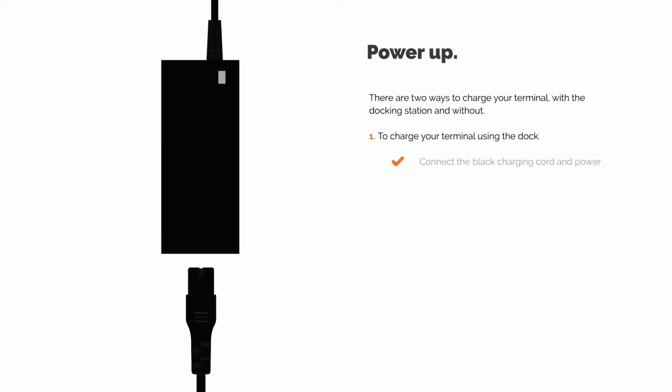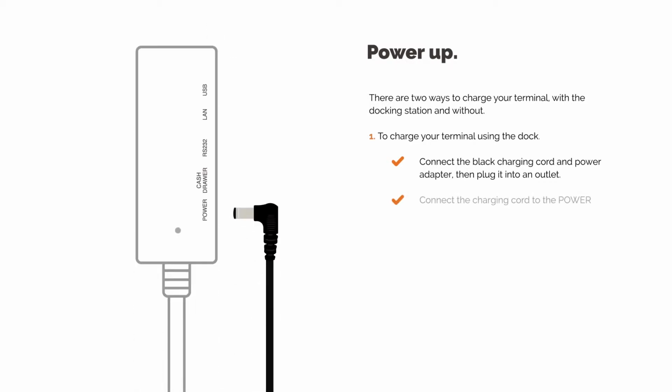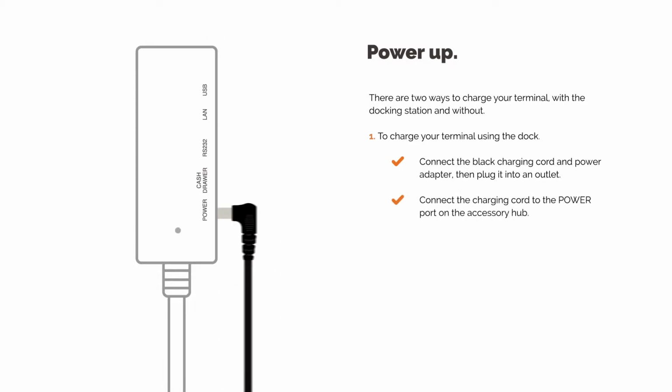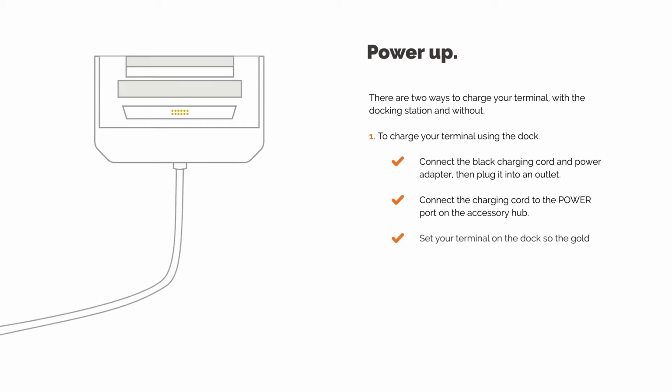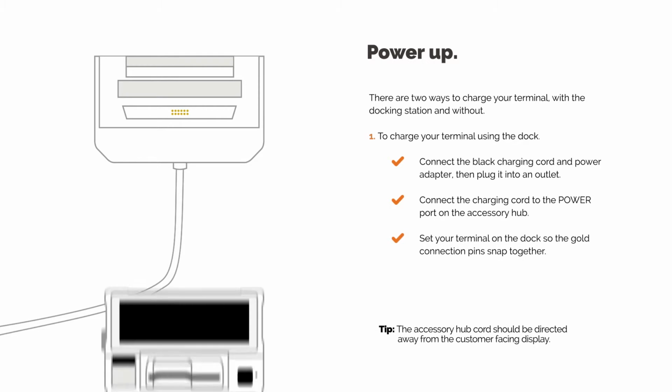Power up. There are two ways to charge your terminal, with the docking station and without. To charge your terminal using the dock, connect the black charging cord and power adapter, then plug it into an outlet. Connect the charging cord to the power port on the accessory hub. Set your terminal on the dock so the gold connection pins snap together.